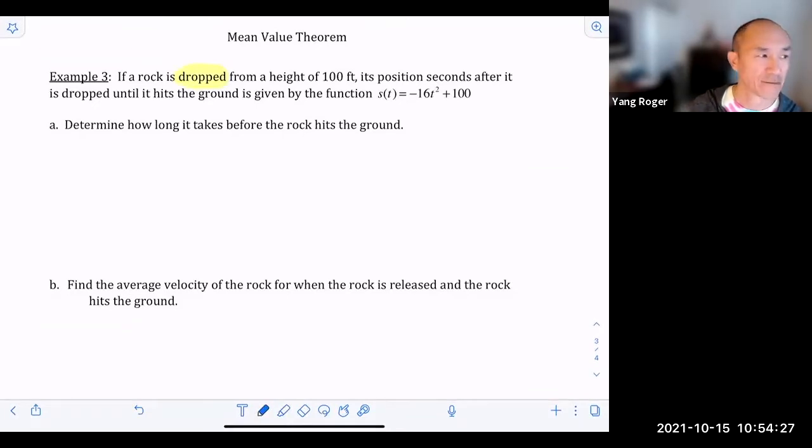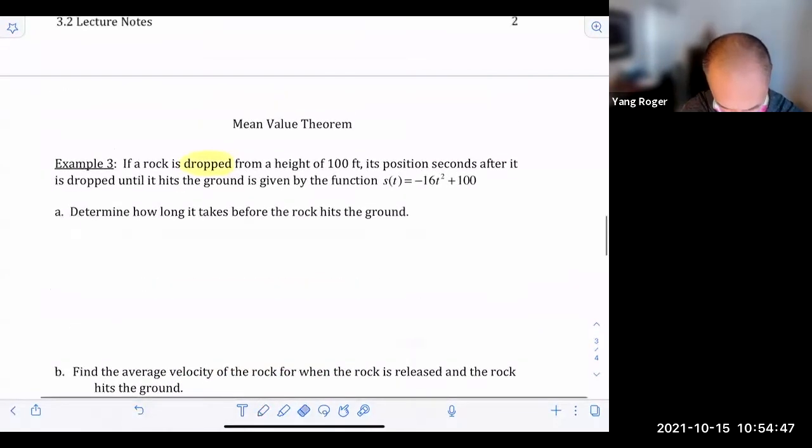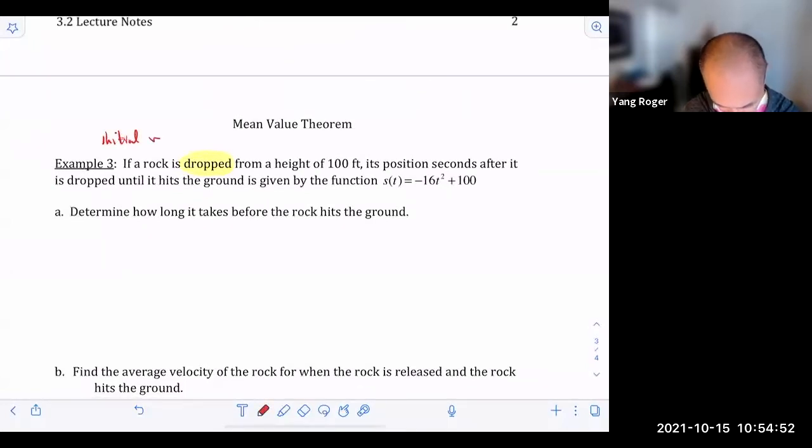The first thing I can deduce is that we are not throwing the ball up in the air, or throwing the ball down to the ground. We're literally just holding it out and then letting it go. So what that means is the initial velocity V of 0 is equal to 0, because I'm dropping it.